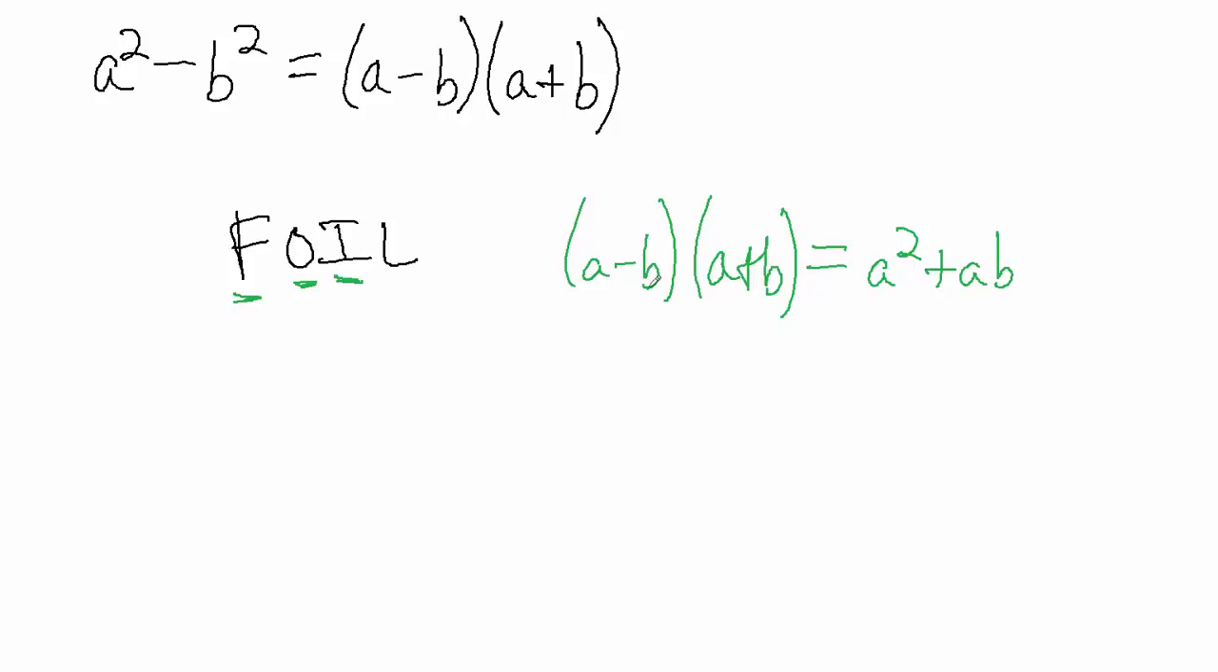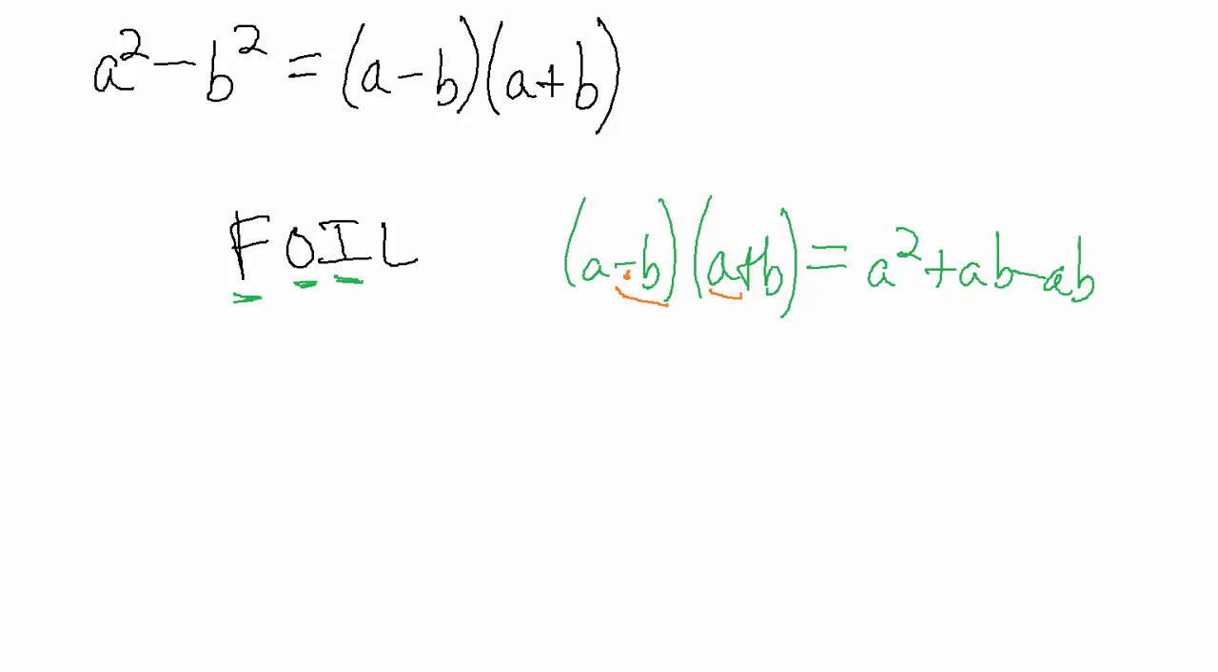I stands for inner, so the inner is going to be minus b times this a. Okay, so this minus b here and this a over here, they're sort of on the inside of the whole expression here. So minus b times a actually gives us minus ab. Okay, remember this minus sign comes from the minus sign on the b here, because when we're doing the inner, we're multiplying the whole negative b times the a. So this minus sign right here gives us this minus sign right here.